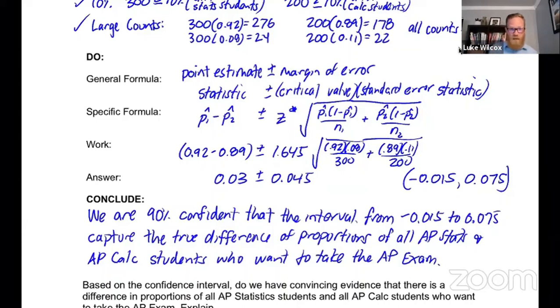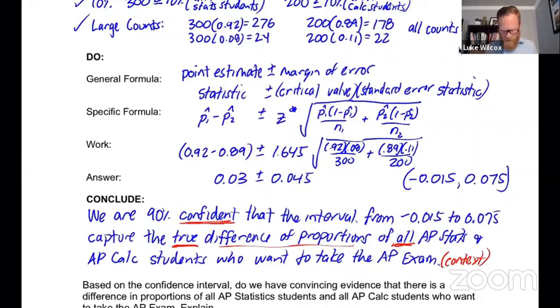And just to highlight a couple of things to make sure that you have them, we're definitely using the word confident there. We are referring to the population by using true and all. We are making it clear that we are trying to estimate a difference of proportions. And we are also including context of the problem there.